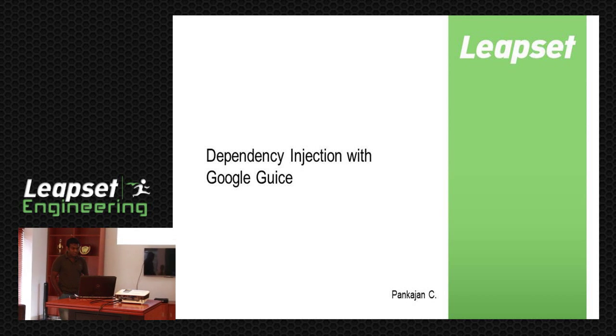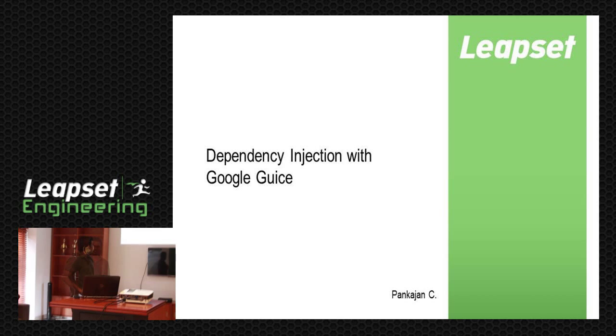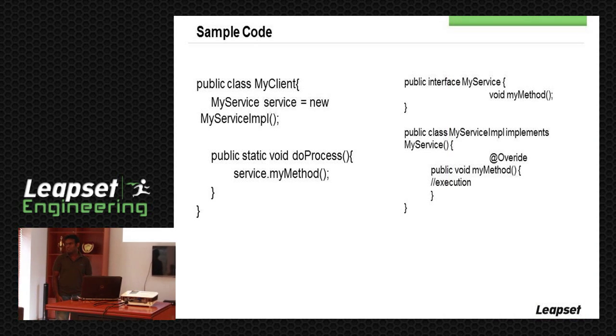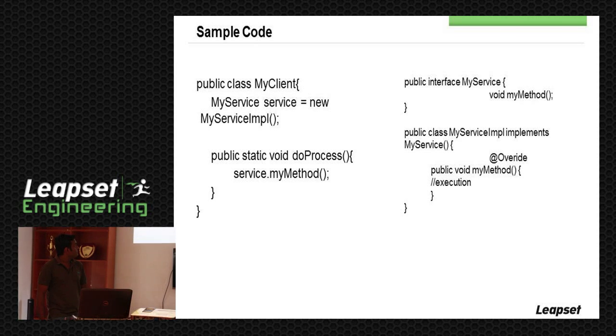Today we are going to talk about dependency injection. First of all, we will go through some standard code we would have written. You can see there is an interface, MyService. There is a method, myMethod, and that is being implemented by MyServiceImpl. And there is a client application which uses this service.